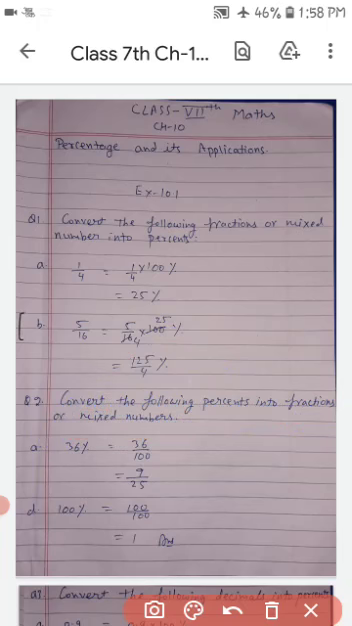Question 2, convert the following percents into fractions or mixed numbers. First is 36%. Remove the percentage sign and write 36/100. Now cancel out, the table of 4: 4 nines are 36, 4 twenty-fives are 100. Now answer is 9/25. Now 100% is equal to 100/100, which is equal to 1, is the answer.